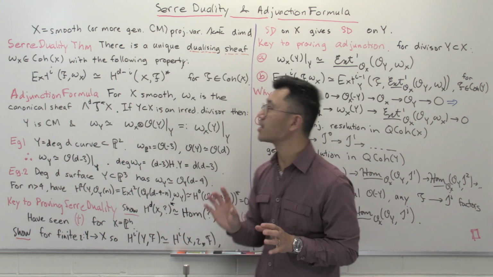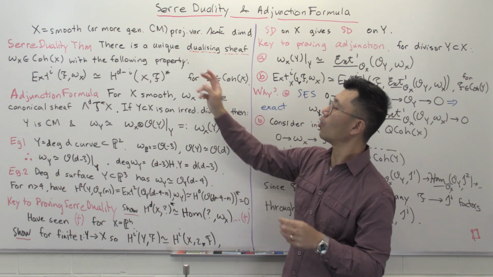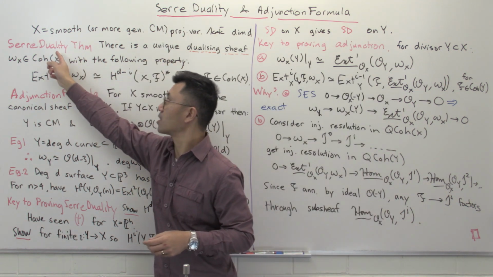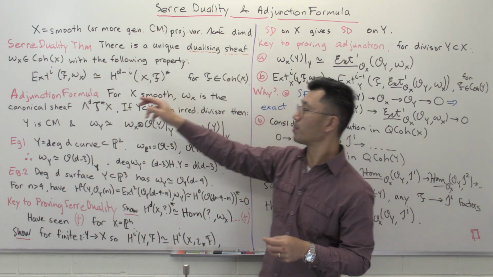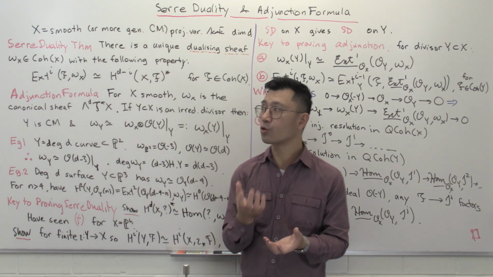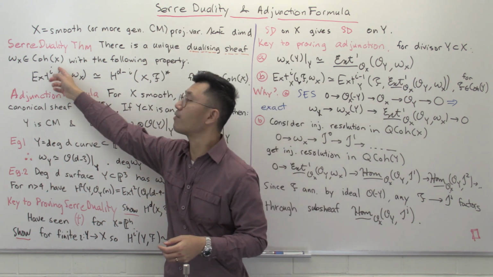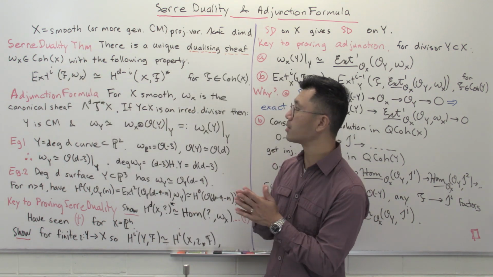Okay, so let's see what the Serre duality theorem tells us. It involves something called a dualizing sheaf. As the name suggests, that's the one used in the Serre duality theorem, and it's going to be denoted omega X. This is the same symbol as the canonical sheaf because in the smooth case they will be identified. So this is a coherent sheaf and it has a very, very simple property.